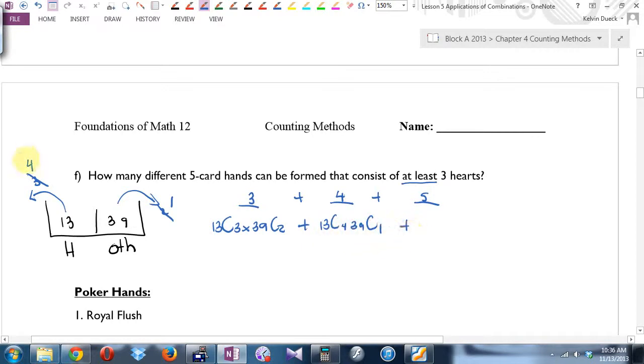Or 5 hearts, and none of the others. 13 choose 5, and 39 choose 0. Try this one on your own. See if we all get the same thing.